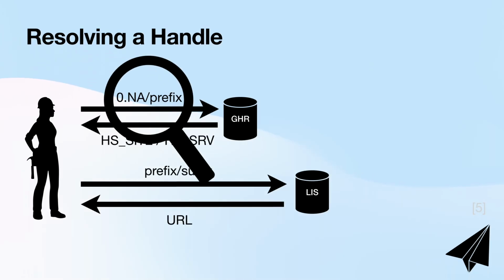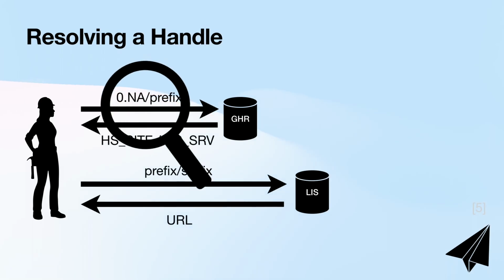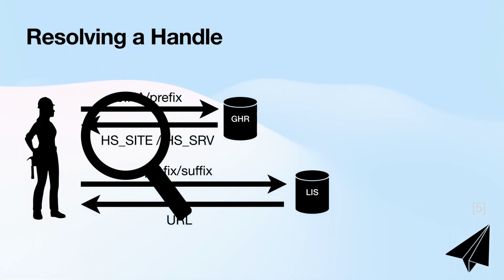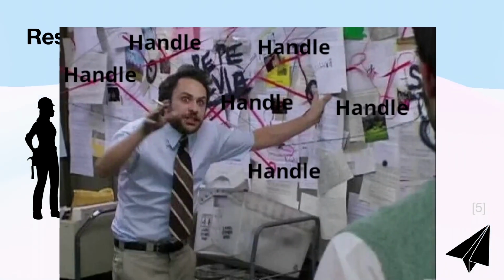If you look closely, you see this is actually an identifier in itself. And also this HS_site is a special handle record used to point you to another identifier where the IP address is stored. And so the whole handle system is used as some kind of distributed key value store, and you see all these handles are connected.